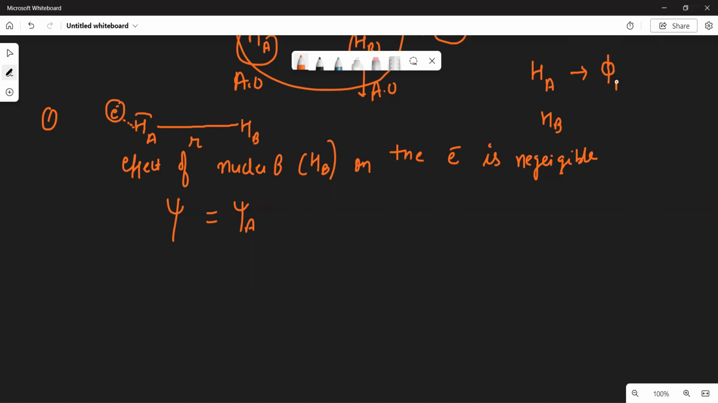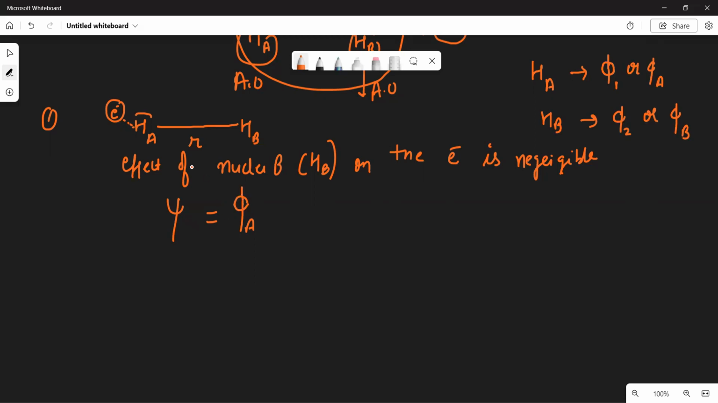So it is psi 1, and the wave function for B is psi 2. Either you can write A or B, or psi A. This is a way to represent it. So here also we will write psi.